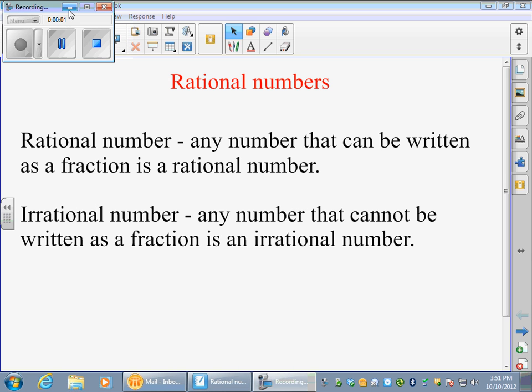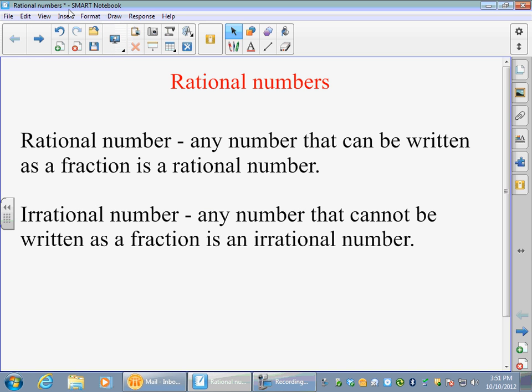Alright, this is the last video in this unit, and this is on rational numbers. Okay, so we need a couple of definitions first. Make sure you get these copied down.